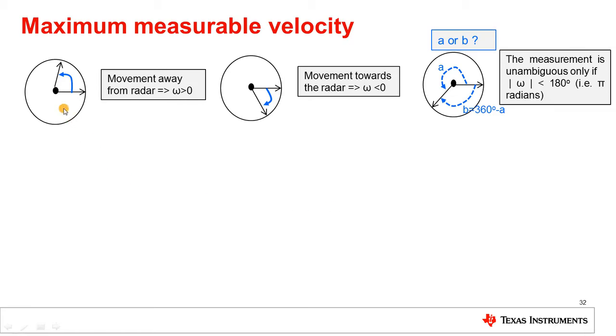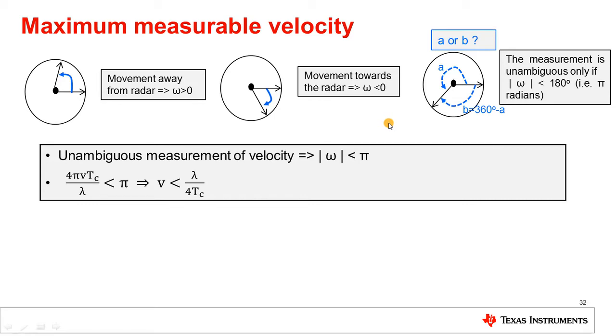For example, if we visualize the phasor motion across two chirps, for positive velocities, you could visualize the phasor moving anti-clockwise. Likewise, for negative velocities, you could visualize the phasor moving clockwise. Now, if the movement in the clockwise or anti-clockwise direction is more than 180 degrees, there would be an ambiguity. For example, in this illustration, one cannot conclude if the phasor moved by an angle A in the anti-clockwise direction or an angle B in the clockwise direction.